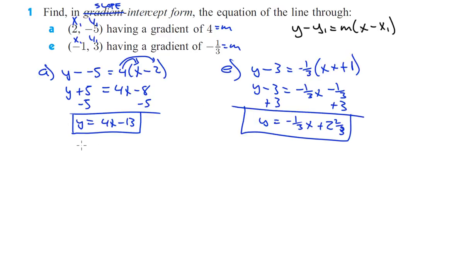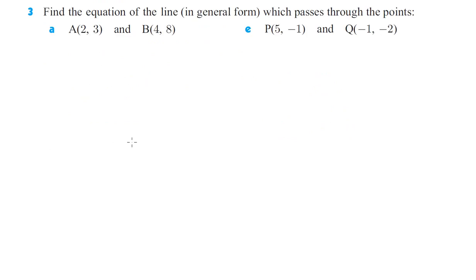Okay? All right, next problem. Find the equation of the line in general form which passes through these points. So general form, we're going to stick for now with just slope intercept form. y equals mx plus b. Okay, so similar to the one that we just did, except we don't have the slope. So what we're going to want to do first here is find the slope.